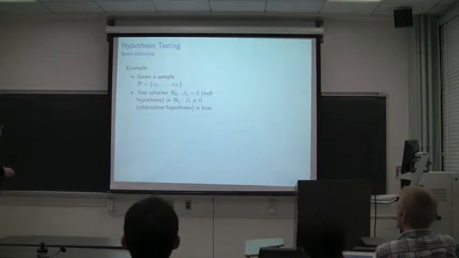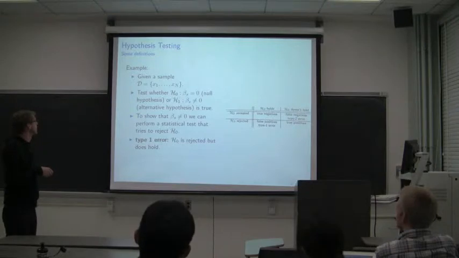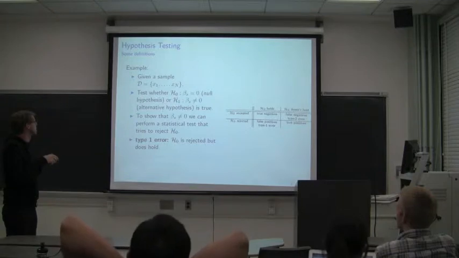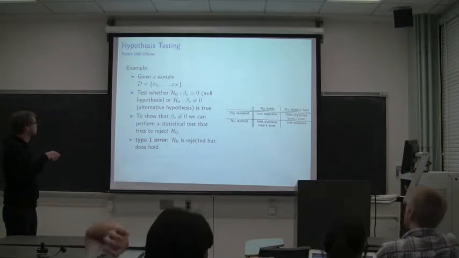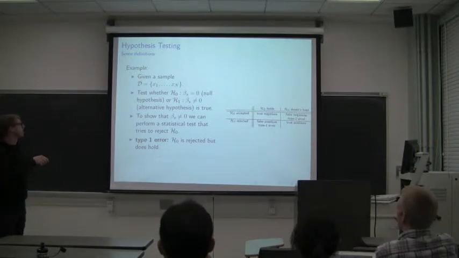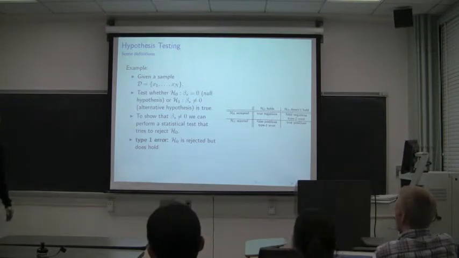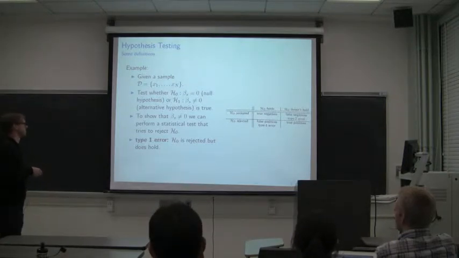Well, I said what we mean by hypothesis testing. In order to test a hypothesis, we have to define a null hypothesis, in this case that this beta value is 0, and an alternative hypothesis, which can have basically every value except for 0. And in order to show that the alternative is true, you have to perform a statistical test rejecting the null hypothesis.